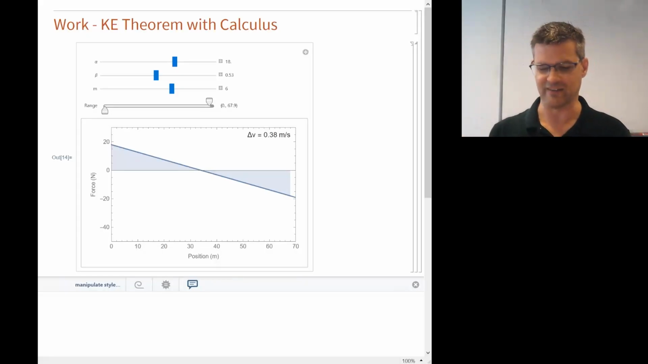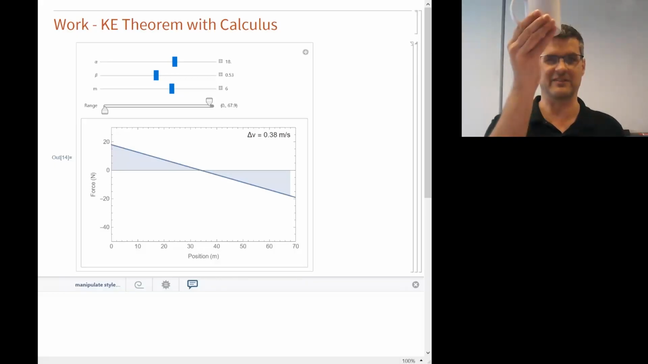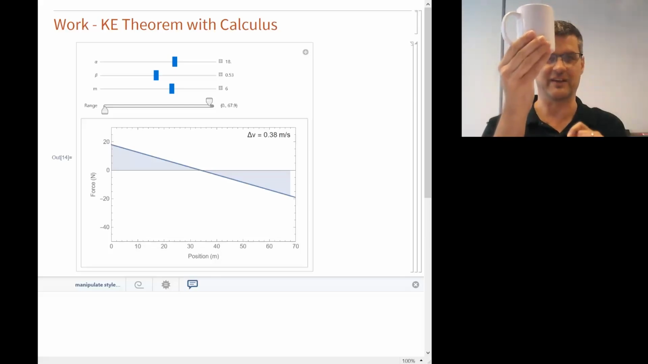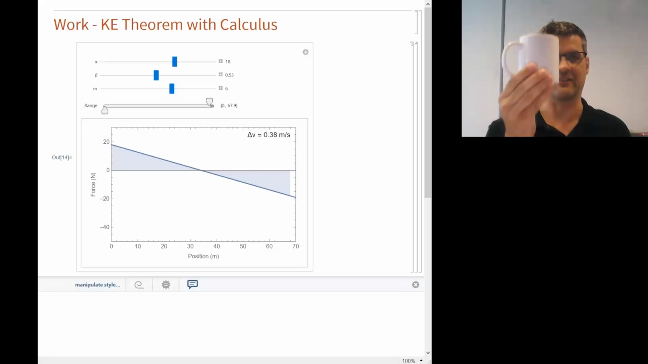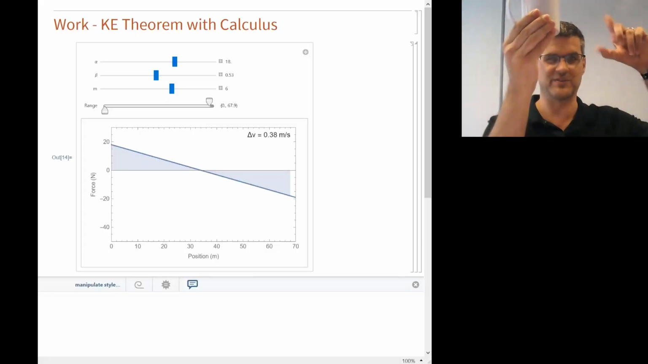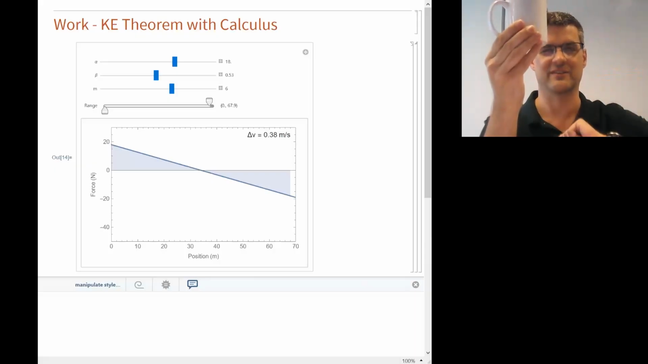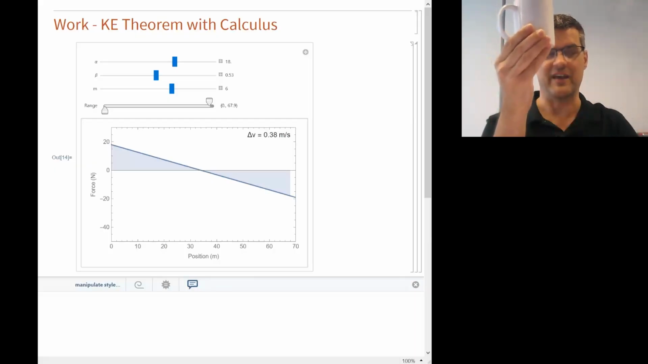So maybe I can lift my cup, so to speak. I lift the cup and give it some potential energy. There was a weight force down. There is a force that I'm applying up. Here I have constant velocity, so there's no acceleration. Those forces balance. I don't have any net force that's applied. But I am putting energy into the system, potential.